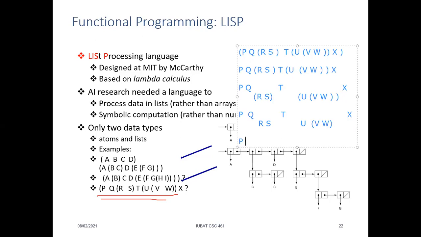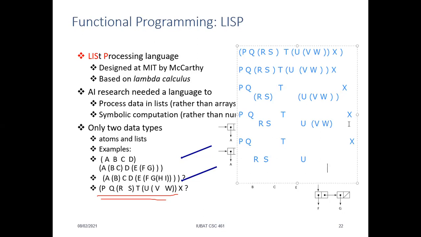Okay. So P, Q, then we have T, we have X, then let's say that we have R, S, no bracket, so they will stay here. U, there is no bracket, so it will stay here. But for V and W, as we have bracket, we have to pull them one level down. So let's say we'll write like this, V and W. So this will be our whole structure.